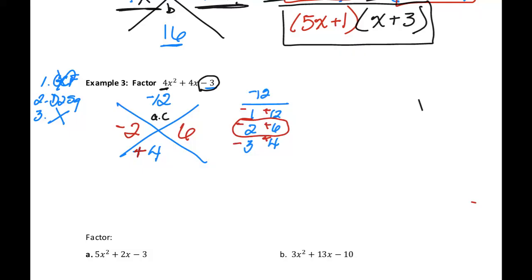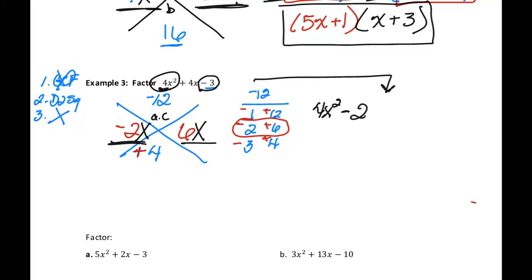So, what's my first term in rewriting it? Anybody? 4x squared, right? That first term stays the same. What's my next 2 terms? Yes. Excellent. So these 2, let's put those in red. Minus 2x plus 6x. And the last term, right, minus 3. So group those together.